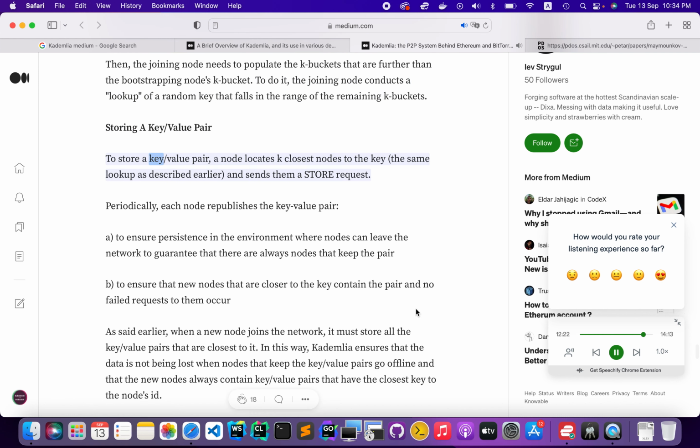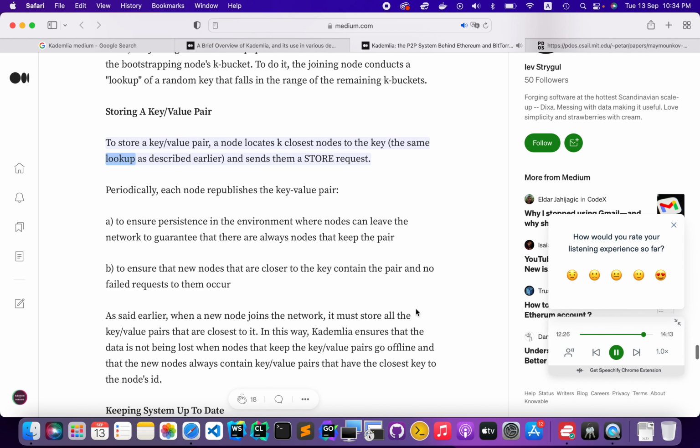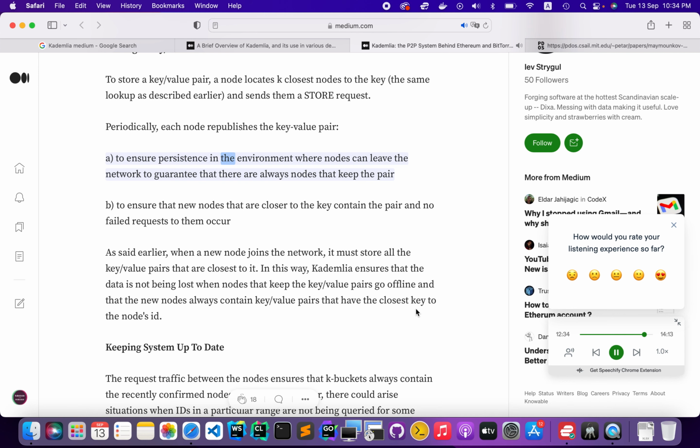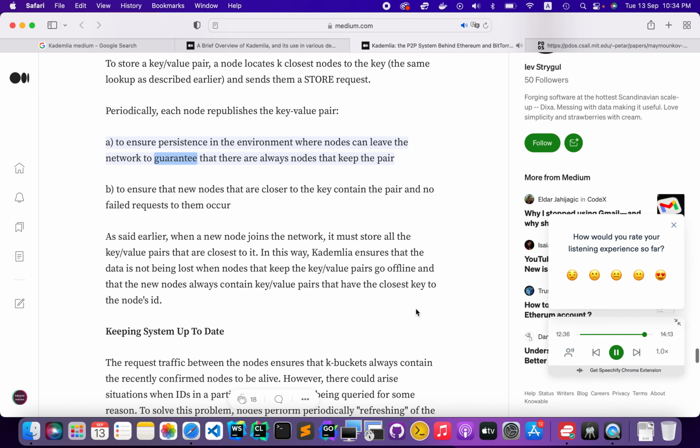Storing a key/value pair. To store a key/value pair, a node locates k closest nodes to the key, the same lookup as described earlier, and sends them a store request. Periodically, each node republishes the key value pair. A. To ensure persistence in the environment where nodes can leave the network, to guarantee that there are always nodes that keep the pair. B.